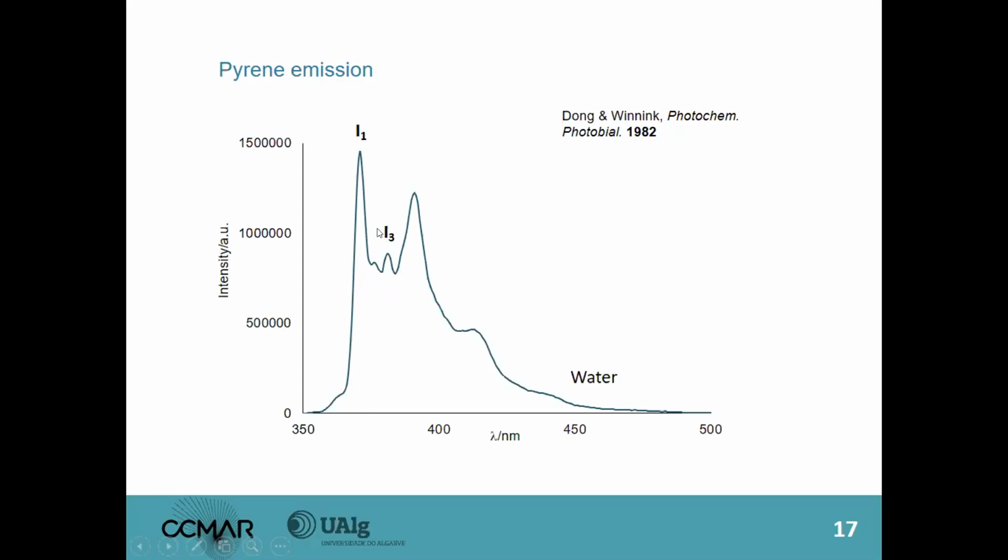The ratio of the emission of these two peaks depends on the polarity of the environment where the molecule is. In water, for example, the ratio I1/I3 is 1.87, whereas in toluene it is about 1, and in hexane it is 0.58. So this means that the ratio of these two emission bands can be used to figure out the polarity of the environment where the pyrene is.